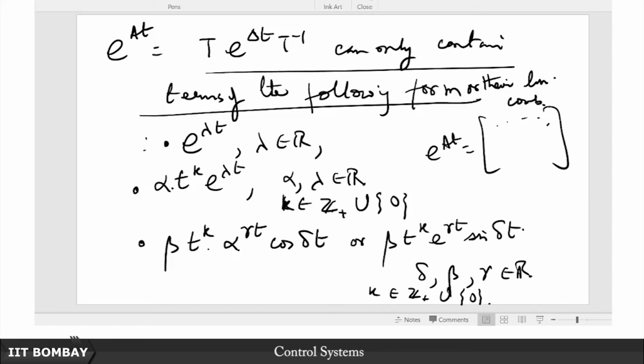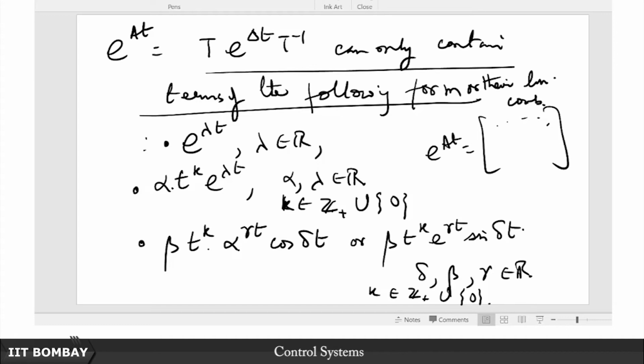We have discussed, almost as exhaustively as an undergraduate course would permit us to, how to obtain this e to the power At matrix for all different kinds of eigenvalues, and for all different kinds of scenarios you might encounter: complex eigenvalues, real repeated eigenvalues which are not diagonalizable. All those cases we have seen, and we have found a way around each of those cases.